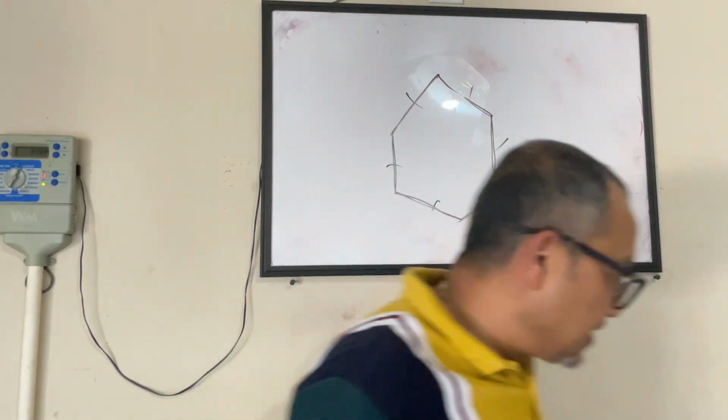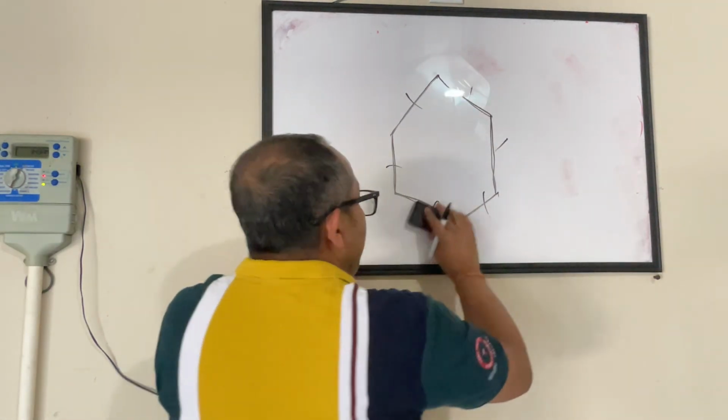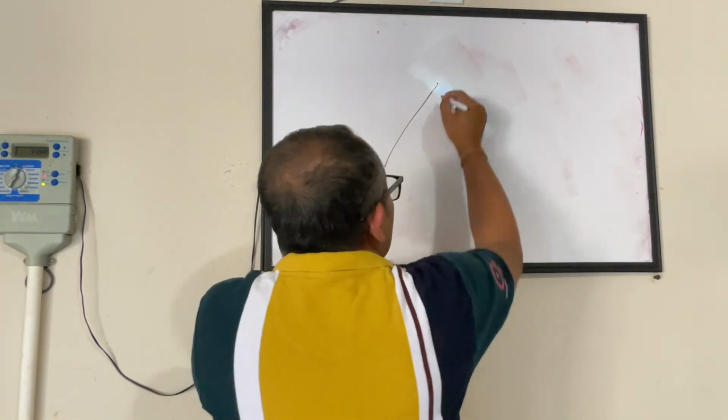So you add all the sides to find out the perimeter. And that is exactly what we were doing since yesterday. When we said, okay, fine, let's find out the perimeter of an equilateral triangle.